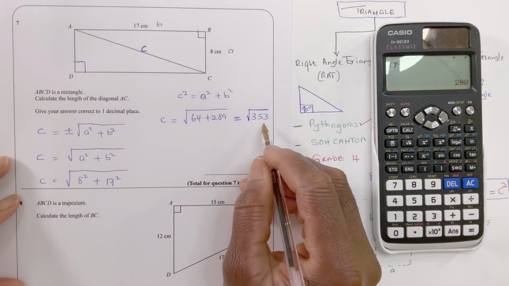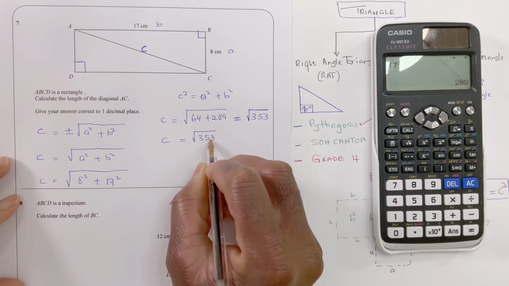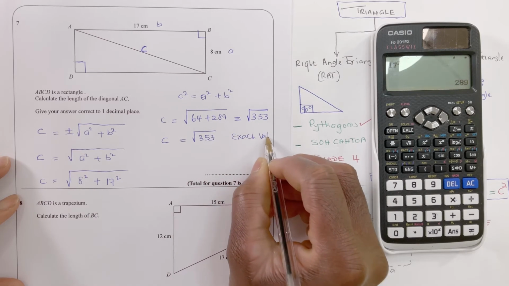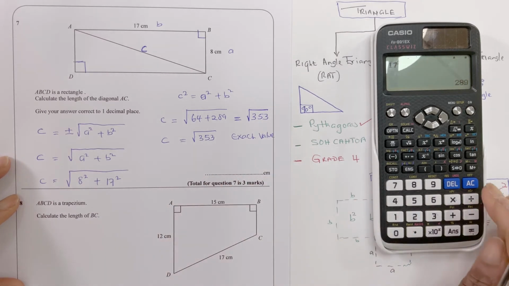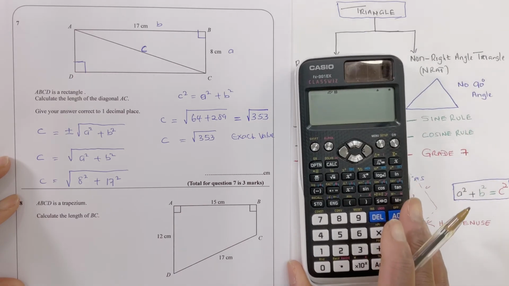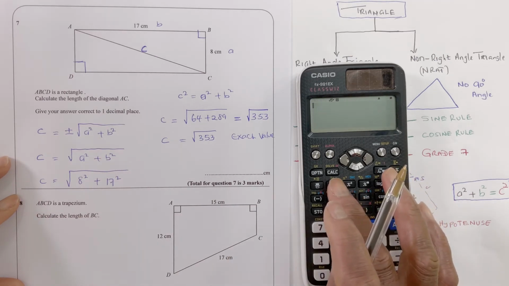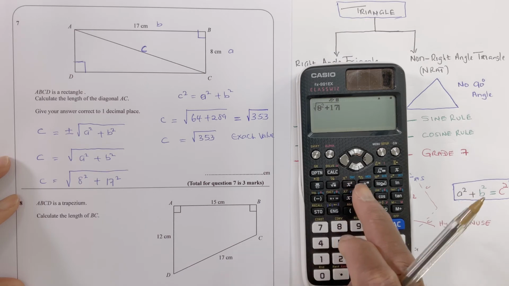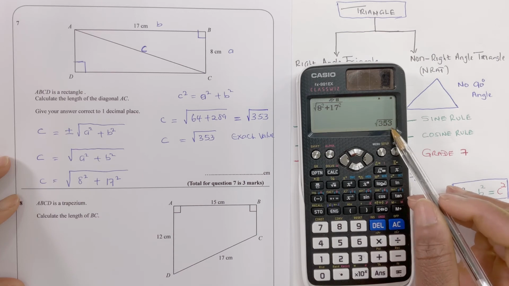And this is the exact value for C. So C is root 353 is the exact value, in case they ask you to find the exact value. But we don't want the exact value. We want the actual value in decimal places. So just to punch that in again, just to see, that's 8 squared plus 17 squared, in case I missed that. And you're going to get root of 353.